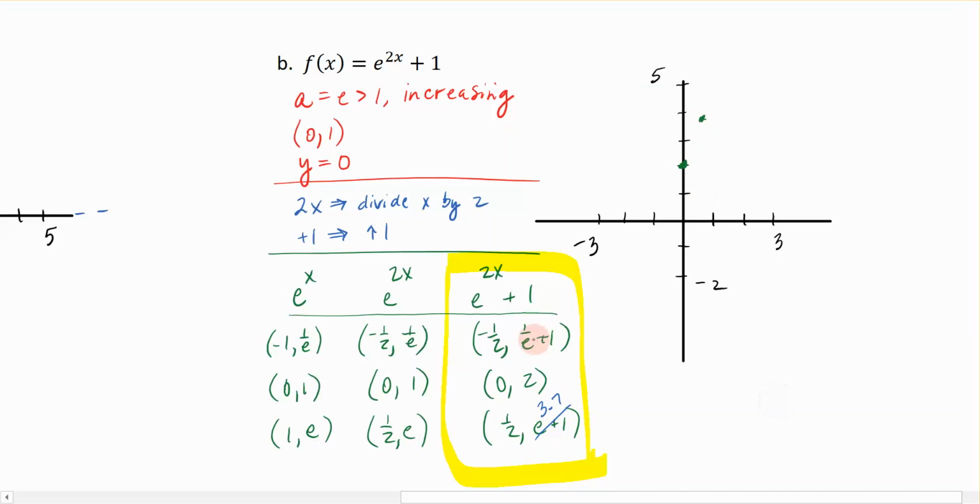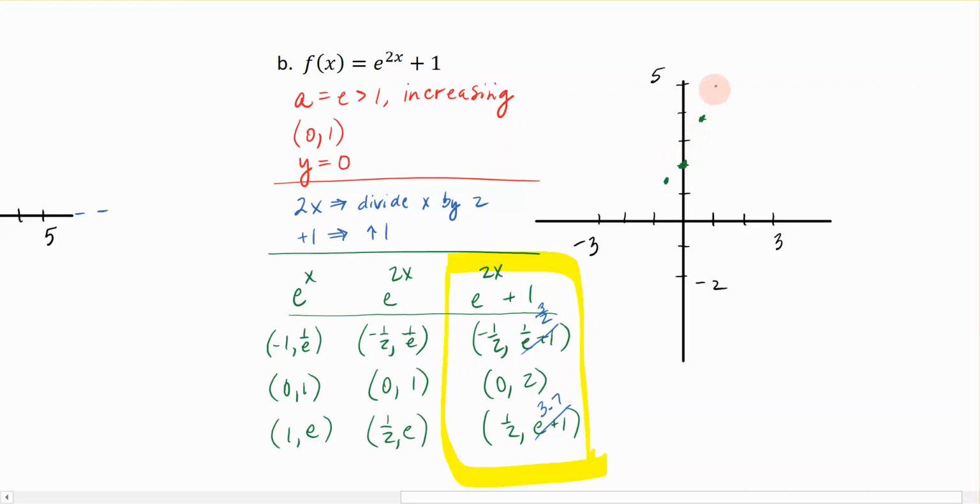Now let's go back to this one here. I'm at -1/2, and this is 1 over e plus 1. Well, remember e is 2.7, so let's just call this 1/2 plus 1, which would be 3/2, or 1.5. So my next point would be at -1/2, 1.5, a little more than that, we're right there.